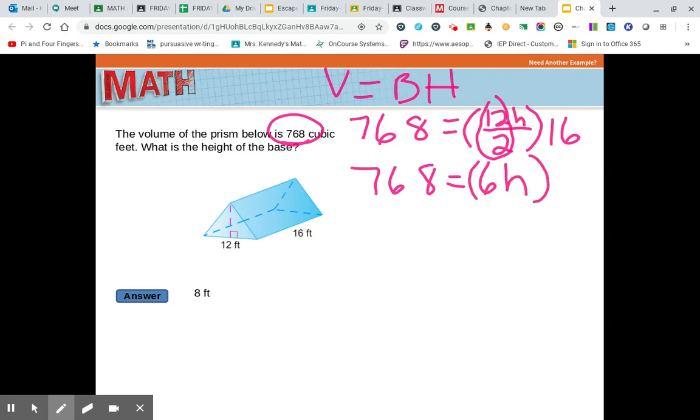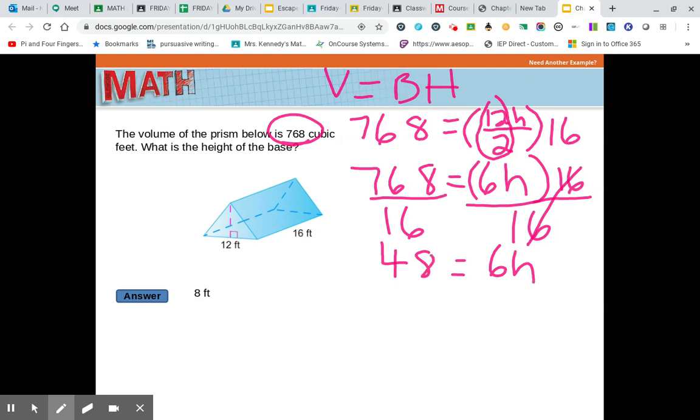6h times 16. So again, you want to divide both sides by 16, opposite of multiplication. That gets rid of that. Now we just have 6h on this side, and 768 divided by 16. There's your 48. And boom, look at that.